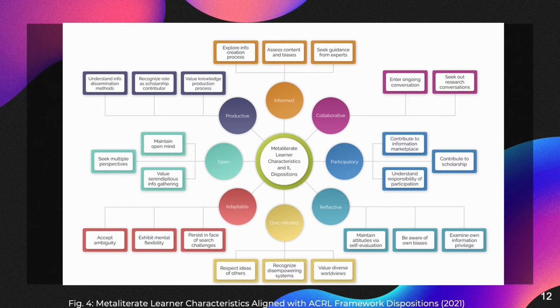Being reflective indicates maintaining an attitude via self-evaluation, being aware of one's own bias, and examining one's own information privilege. Being civic-minded refers to respecting the ideas of others, recognizing disempowering systems, and valuing a diverse worldview. Being adaptable points to accepting ambiguity, exhibiting mental flexibility, and persisting in the face of challenges. Being open seeks out multiple perspectives and maintains an open mind. And last but not least, productive. It understands information dissemination methods, recognizes roles as a scholarship contributor, and values the knowledge production process.